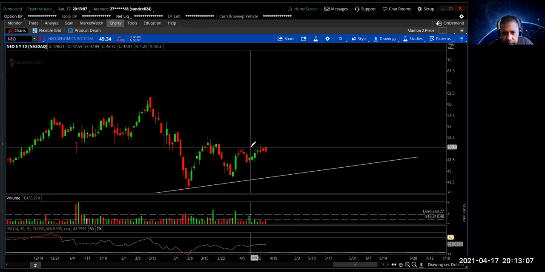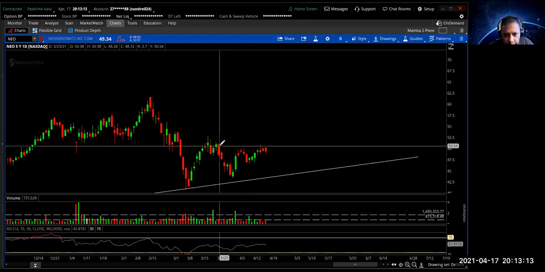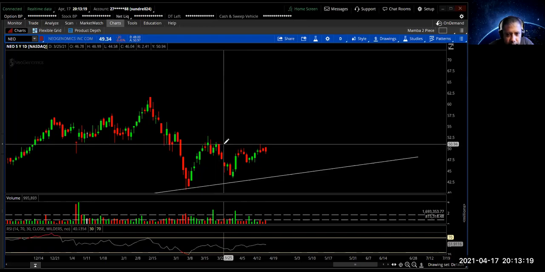Now, if we get above these levels right here, and really, that's the entry level, right above 50.98, so like $51, West, is a comfortable entry. Not that far away.